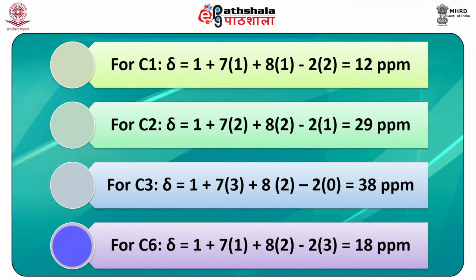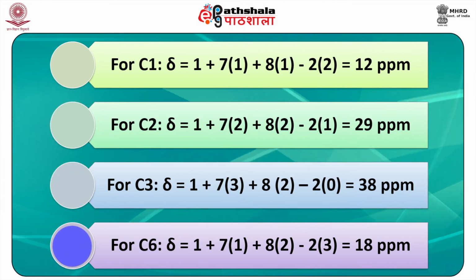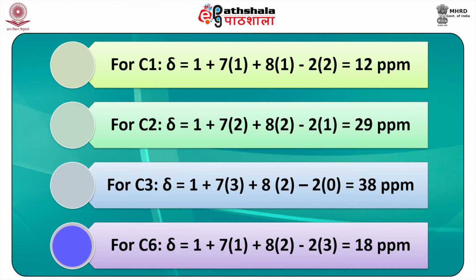For the 6th carbon atom, the delta value is 1 plus 7 multiplied by 1, plus 8 multiplied by 2, minus 2 multiplied by 3, which is 18 ppm. This is how we calculate the chemical shift for carbon-13 compounds.